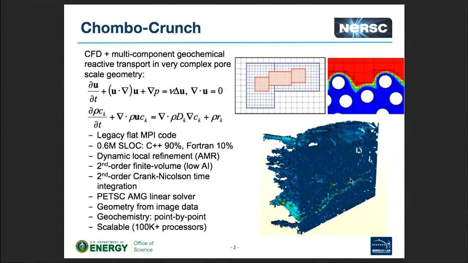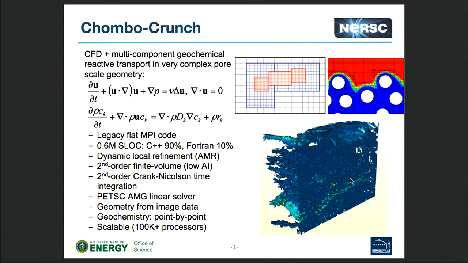Chombo-Crunch uses the Chombo library, an adaptive mesh refinement library, with computational fluid dynamics algorithms, and it also uses CrunchFlow pieces for geochemistry. This first set of equations is the well-known incompressible Navier-Stokes equations, and the second set of equations is chemical reactions. This is a legacy flat MPI code with about 0.6 million source lines. It's mainly C++ code with very complex data structures to represent this complex geometry of the solid phase.